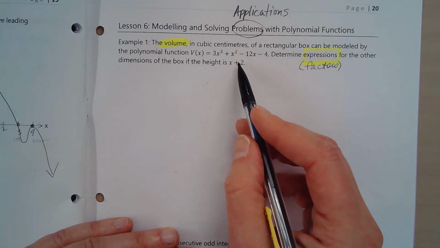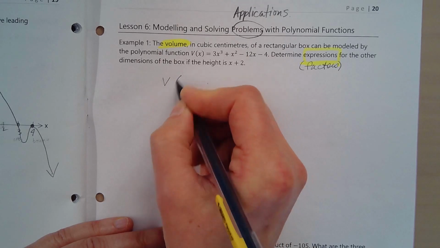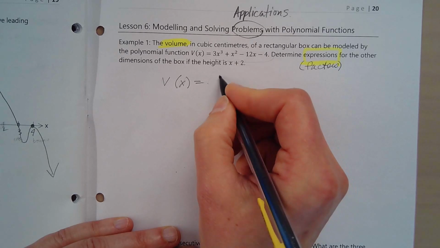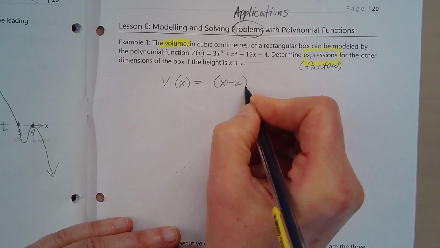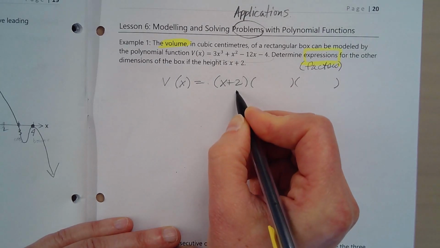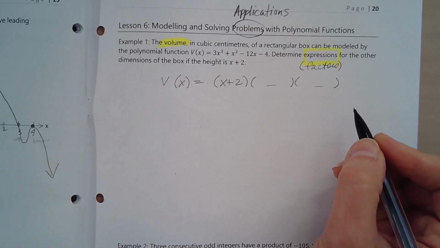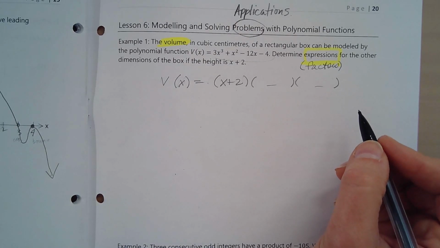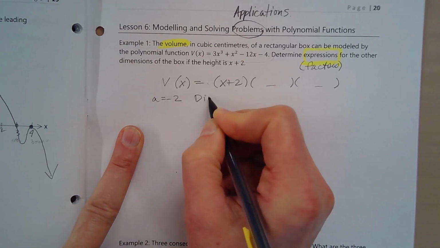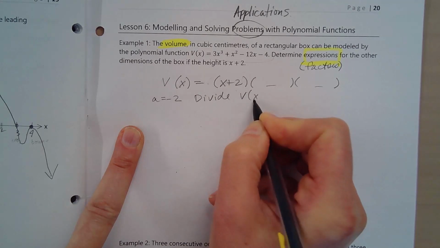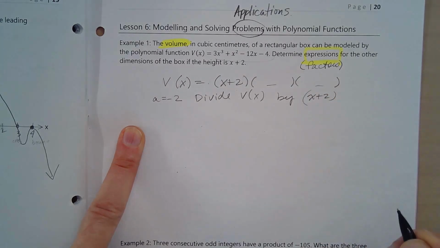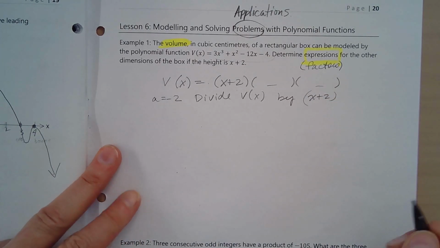How am I going to find it? The volume equals this whole thing, I guess, when it's multiplied out. So I know one factor is x plus 2. Now I'm looking for the other two factors. This might be the length or width or height, I'm not sure, but I need two other factors. One for length, one for width. How am I going to figure that out? Yeah. A is negative 2, right? Divide the polynomial by x plus 2. Okay, so we're not actually officially solving anything, but let's just see what we get.